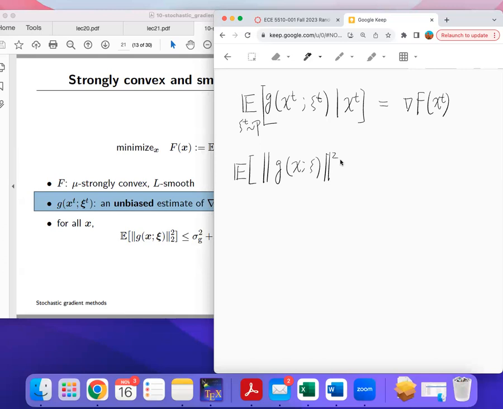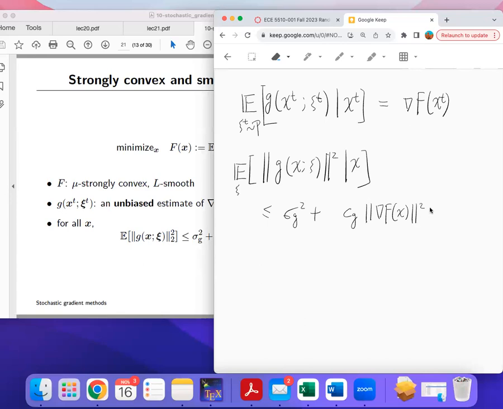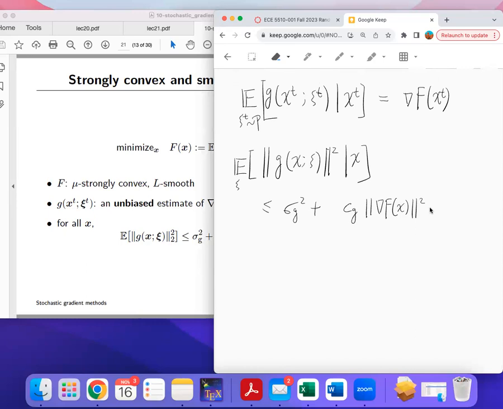This is a random variable. If you view the norm of the gradient as a random variable, then this is the second moment of this random variable, given x. So again, the expectation is taken over c. So this is a conditional expectation, conditional on x. This is less than or equal to sigma g, a certain constant, plus another constant cg times the full gradient norm to the power of 2.